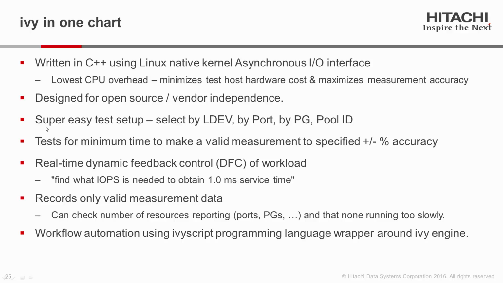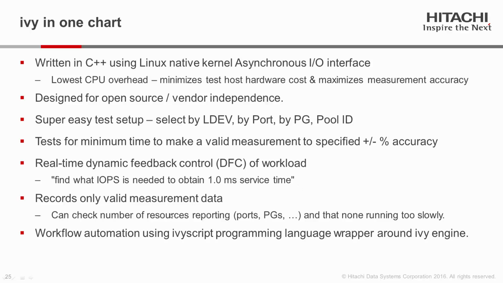And for manual test runs, it's super easy to set up because you can directly select by whatever attribute the LUN has. You can select by any one of those attributes, and Ivy automatically figures out which LUNs and which hosts those are. Then with the measure feature, we can measure for the minimum theoretically possible time to make a valid measurement to the specified plus or minus accuracy. And then because we have real-time dynamic feedback control of the workload, we can find what IOPS is needed to obtain 1 millisecond service time.